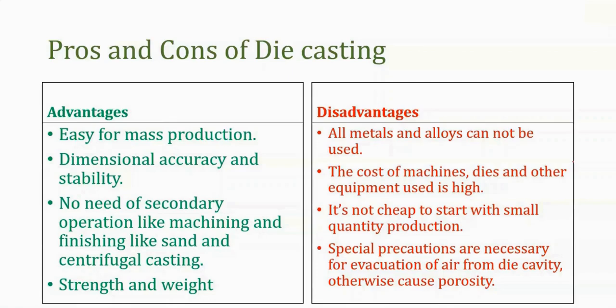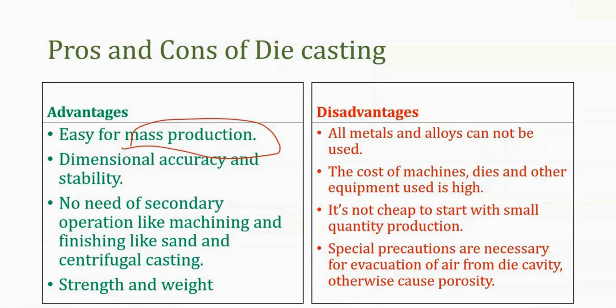Coming to the disadvantages, all metals and alloys cannot be used in this process. The initial cost, that means the cost of machines, dies and other equipment, is very high when compared to other processes. And also it is not cheap to start with a single quantity production. That means if you want to produce a quantity of some 100, or 10, or 20, you should not select this type of casting process because the initial investment is very high, and it is very suitable for mass production, not for a batch or a small quantity of production.